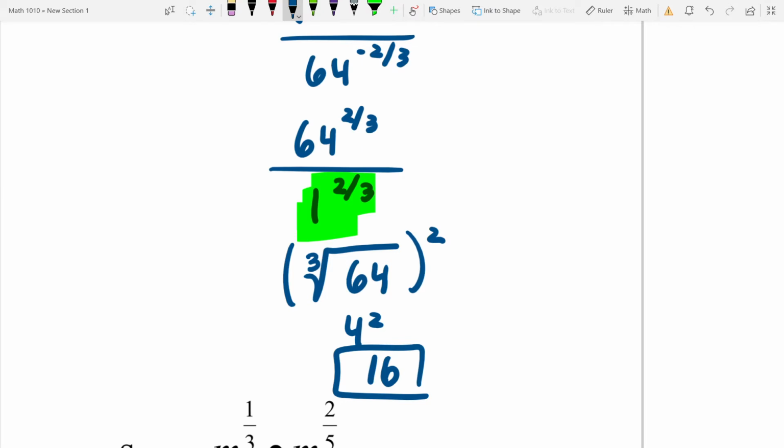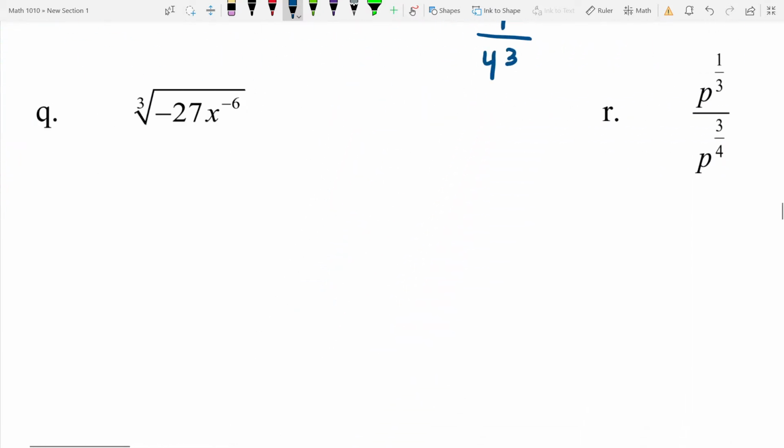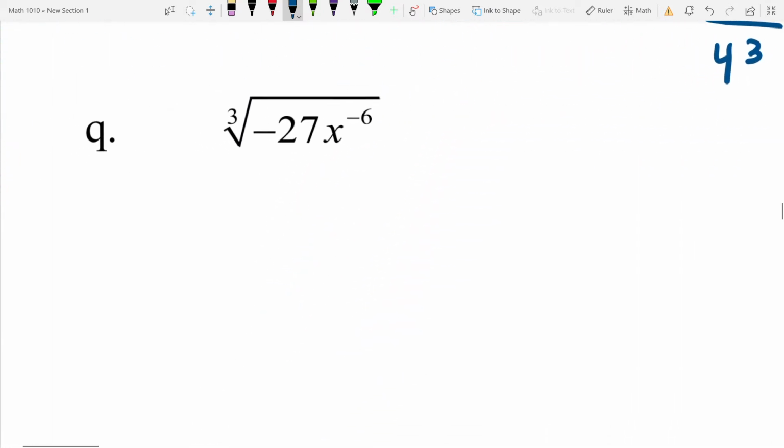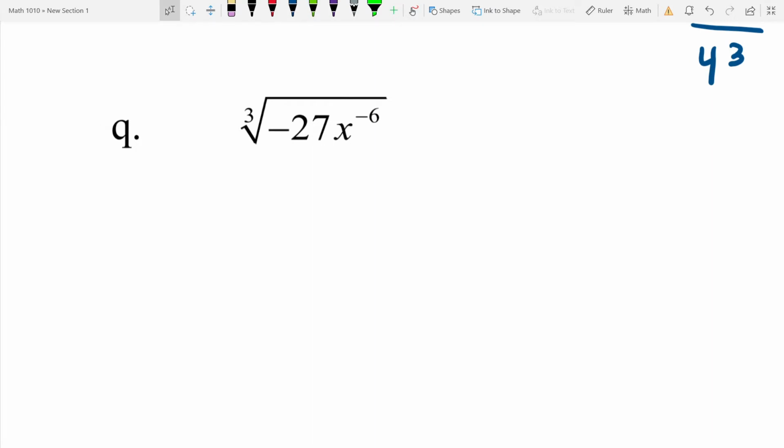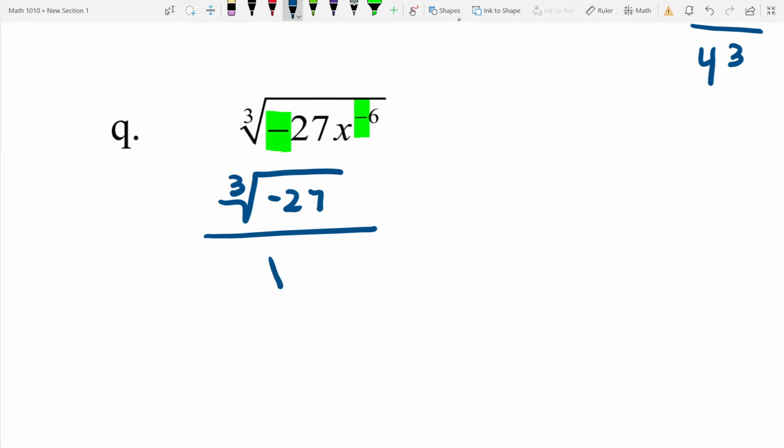Okay? All right, that was P. Here's Q. Everybody in the room, talk to me for a second. Look, is this negative okay? It's fine. The negative exponent right here is not okay. So look how I'm going to do this. I'm going to write this as the cube root of negative 27. The x to the negative 6 comes down and becomes an x to the positive 6th.